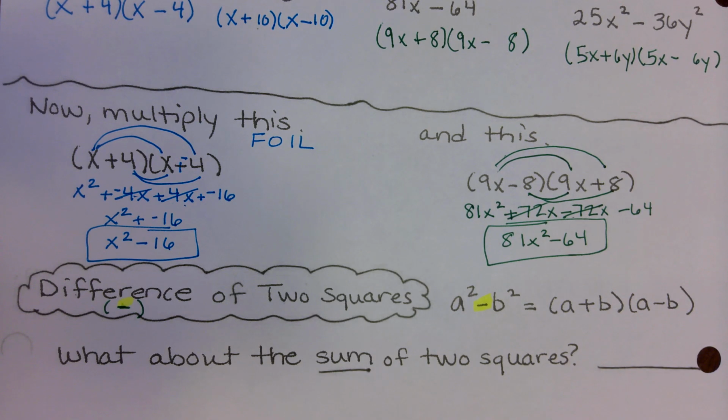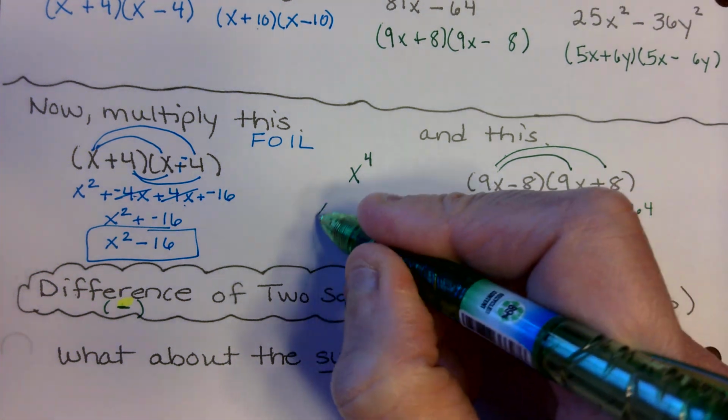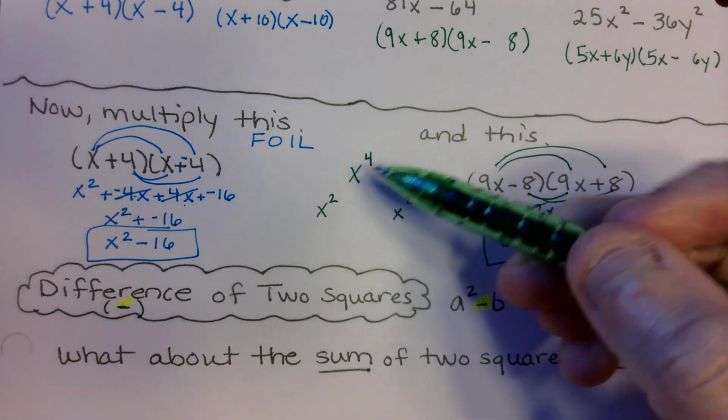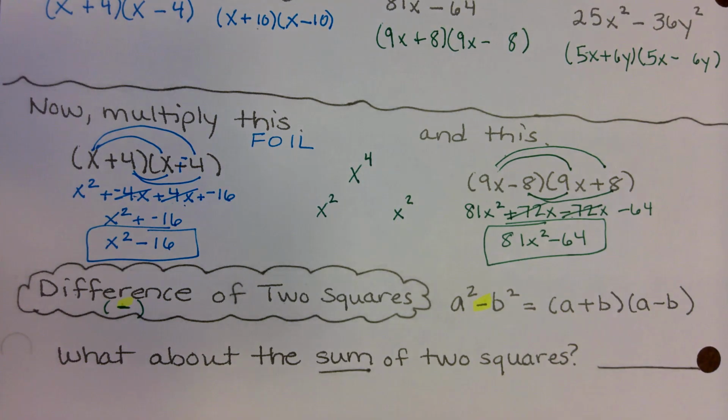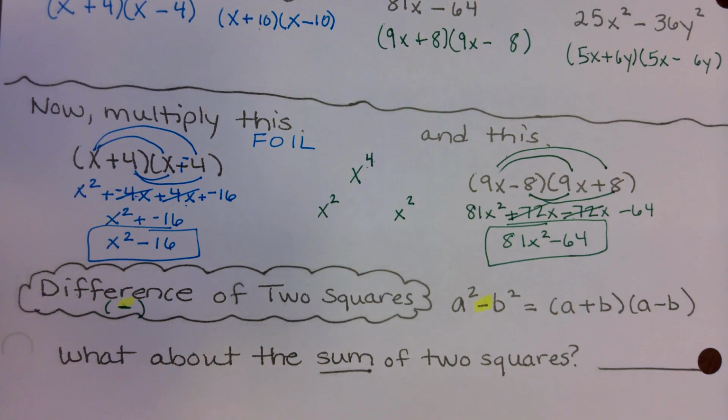Now keep in mind, you can have different powers. So you could have an x to the fourth. That's a perfect square too, because you can do x squared and x squared. But if this is an odd power, then that is not a perfect square. But if it is an even, you would just divide it by 2 to get each of them.